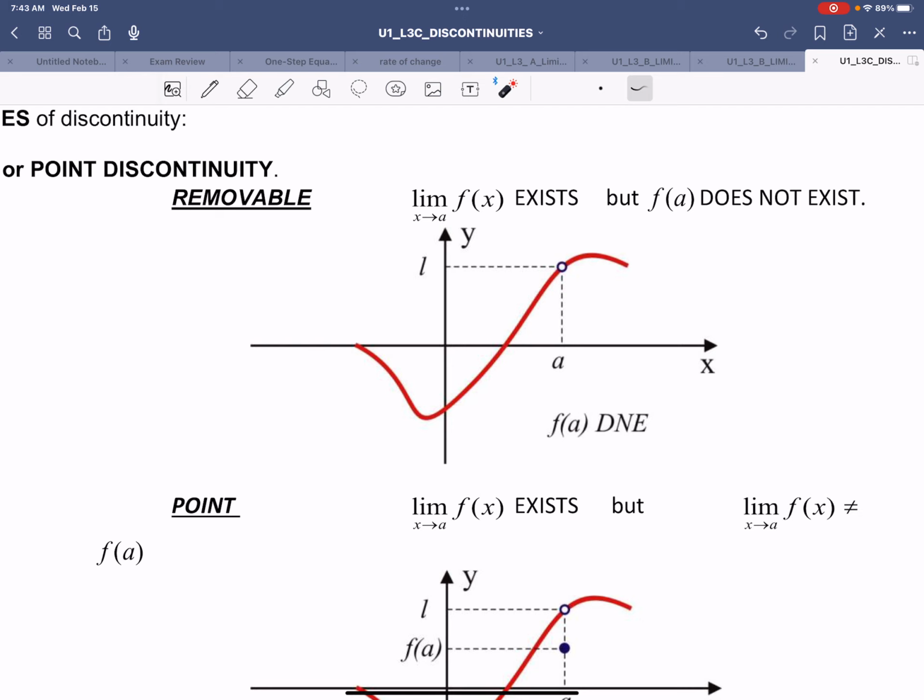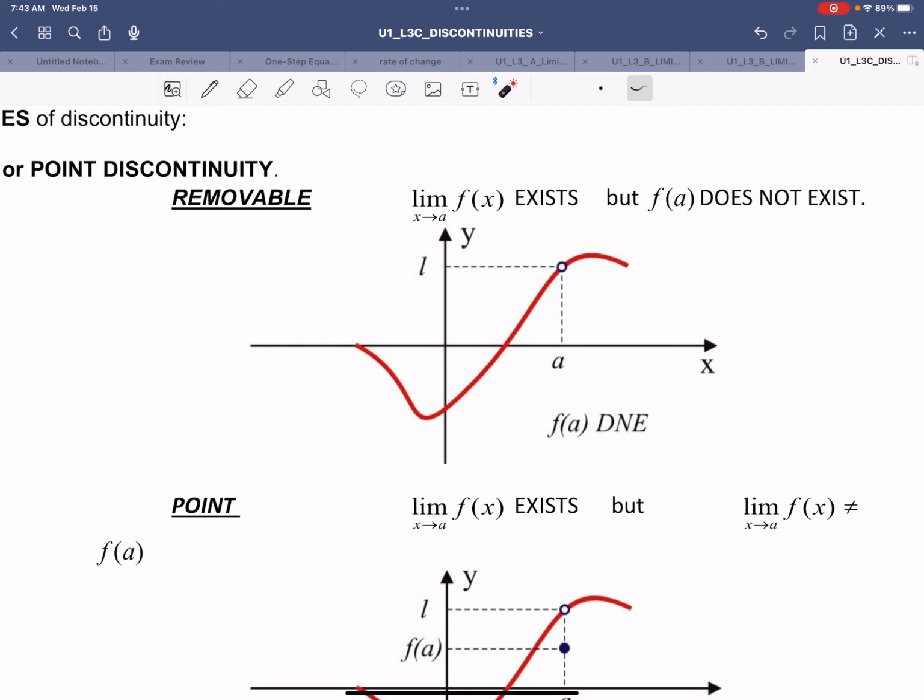Remember that when a restriction is removed in a rational function f of x over g of x, then one of the vertical asymptotes is removed, because a restriction in rational functions translates to an asymptote. So when a vertical asymptote is removed, it will leave a hole on the graph of the function. And this is where the name removable discontinuity comes from.